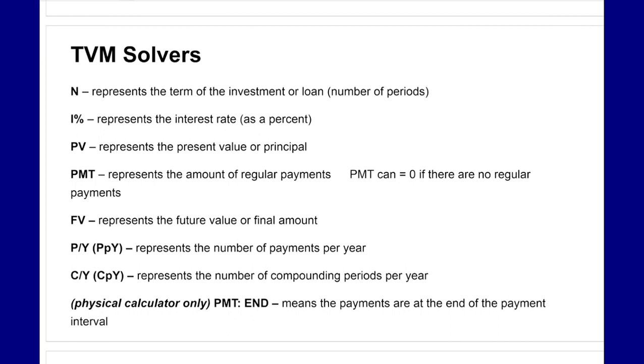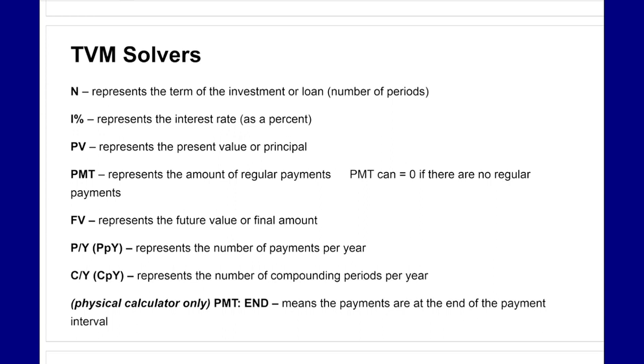The key information you're going to have to enter or find is N, which is the number of periods, or what represents the term of the investment or loan. It's the same as the n in our formula, the total number of compounding periods or the total number of payments, whatever the case may be. I% represents the interest rate. In this case, all we have to do is leave it as a percent. We don't need to convert it to a decimal or divide it by the compound number. The TVM solver will do that for us.